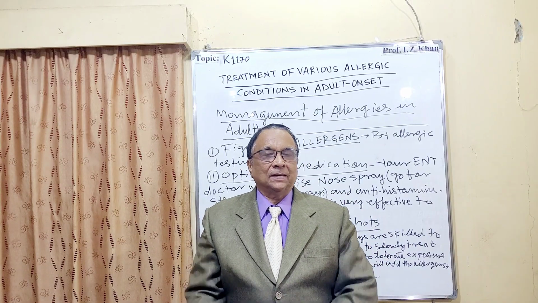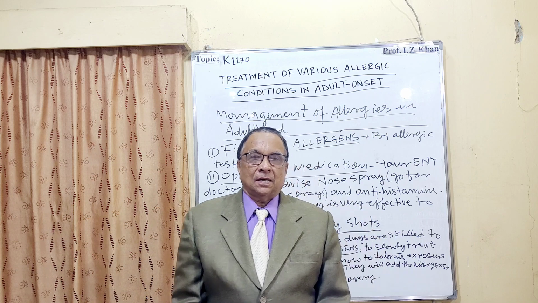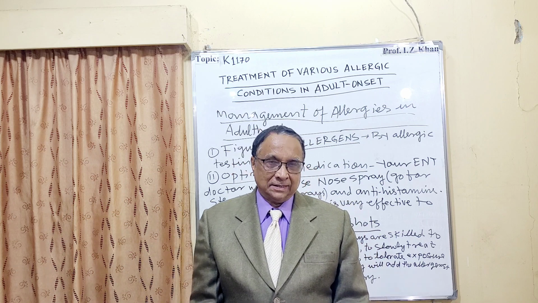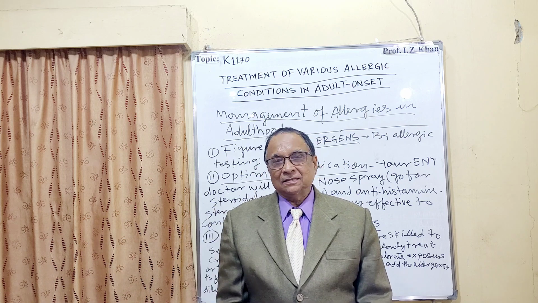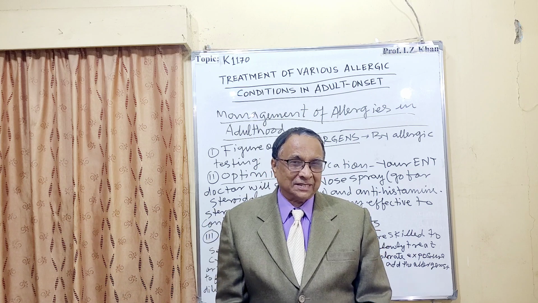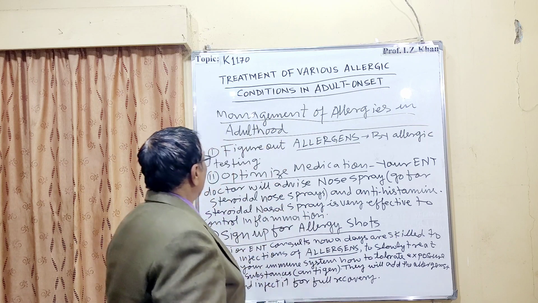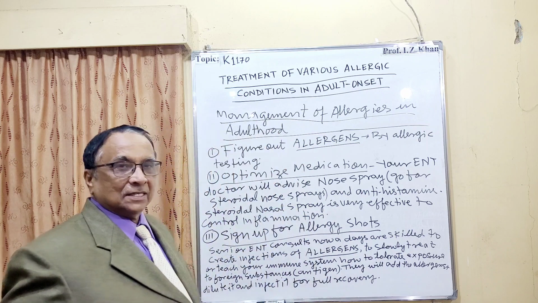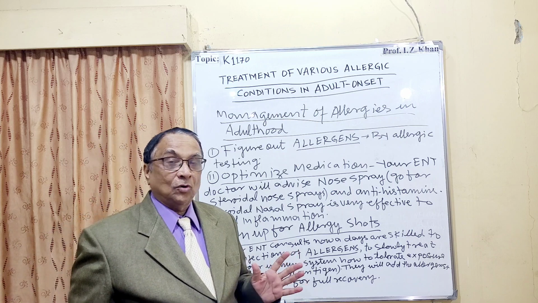So I have given here some points, some tips on how to manage your adulthood allergic condition. I have already discussed, but some very latest research findings I have mentioned just in short form, in the form of a summary. Number one, figure out allergens by allergic testing. First thing is that nowadays you have to go for testing.